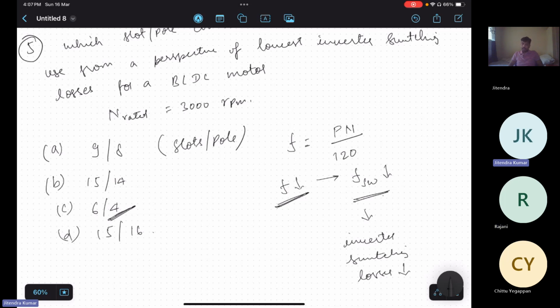So that's why a lower number of poles is better, but again we have to take care of many factors, so we cannot straight away go ahead with the lowest number of poles. But for this particular problem, that option will be correct. Any doubt? Understood, sir. Okay, great.